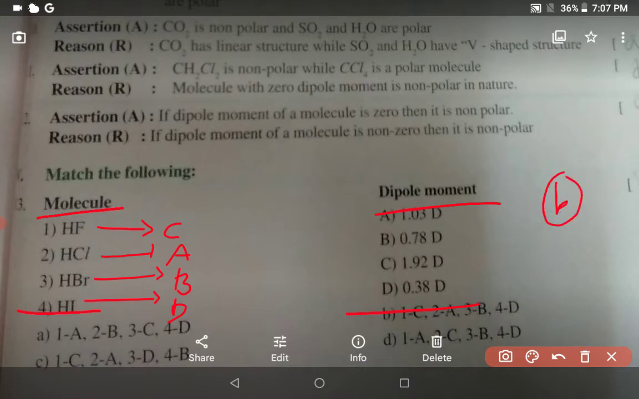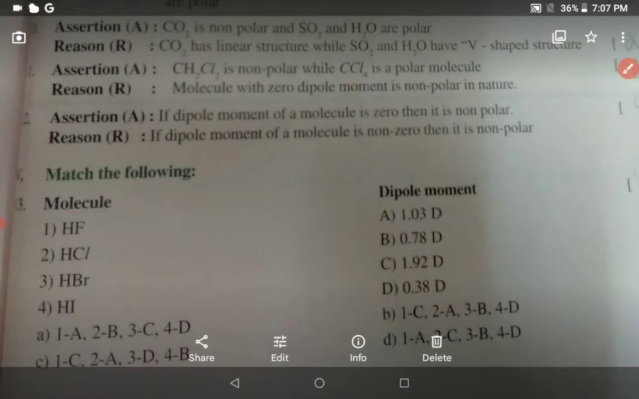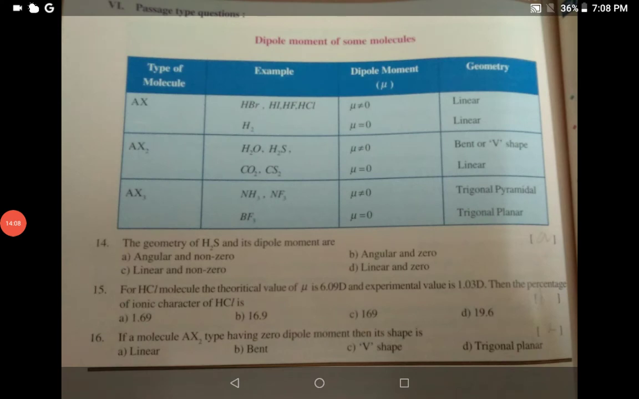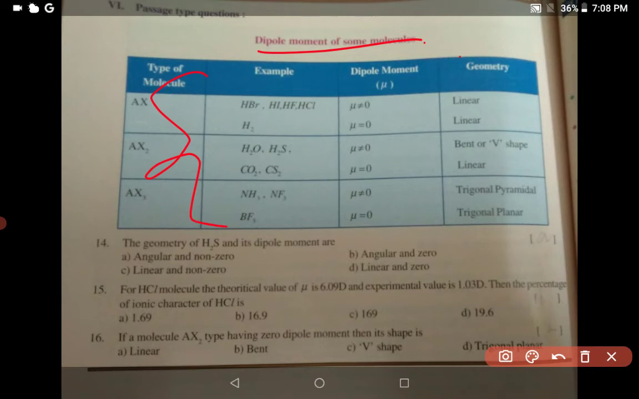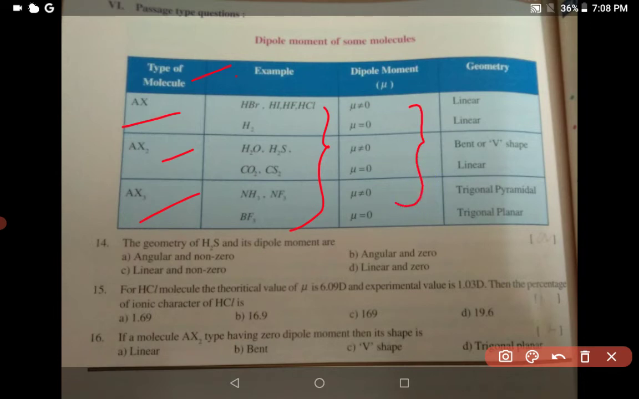Okay, now we'll be looking at the passage type of questions. Passage based questions. Dipole moments of some molecules are given here. They are given some kind of molecules AX, AX2, AX3, with examples, and they have given the dipole moment, whether they are polar or non-polar. They have even specified the geometry at the last. Based on this data, they are going to ask questions. So let's look at the question. First, read the data carefully, and you will be able to answer the questions very easily.